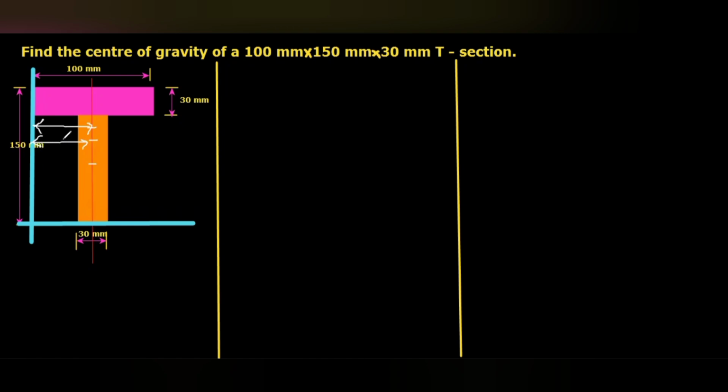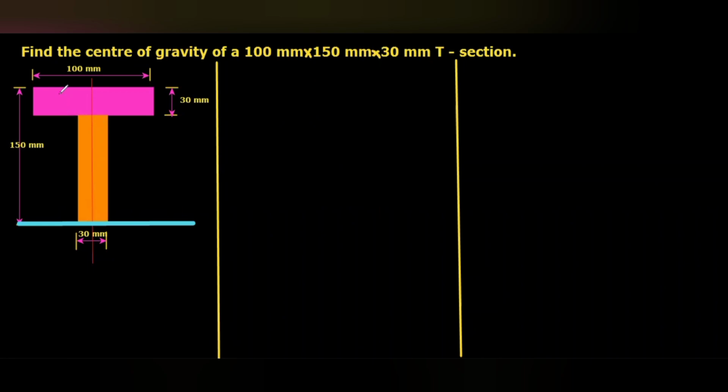So the x bar, since it is symmetrical about the vertical axis, here we are not going to calculate. Do you understand? Because the x bar will be the total distance, 100 mm divided by 2, that will be 50 mm. So only here we are going to calculate the y bar value. And this will be the reference axis for y bar.